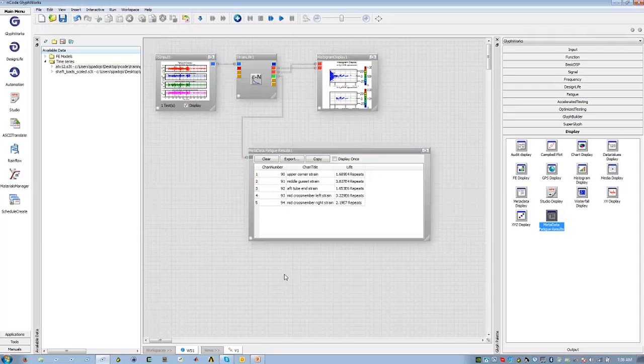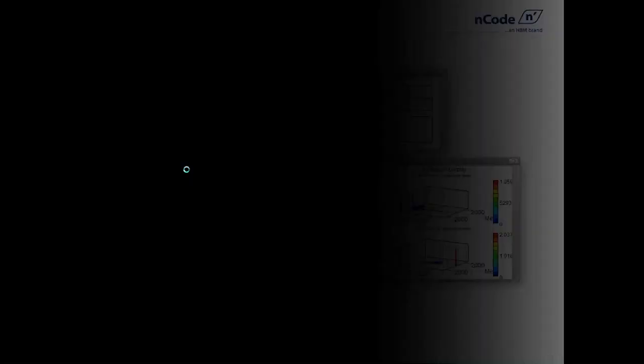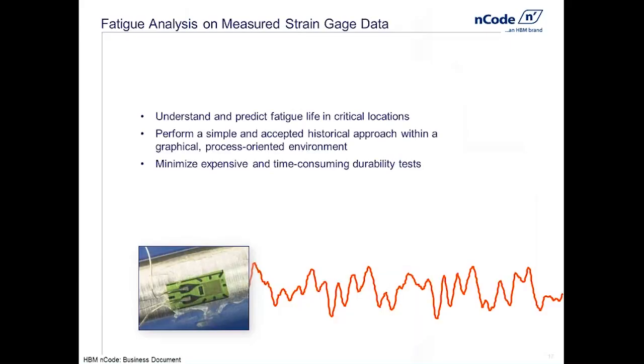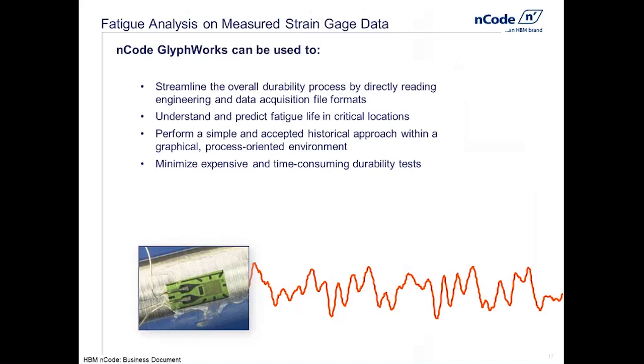It does quite a few other things, and you can set all sorts of properties in the strain life glyph. But that's just a very simple rundown of how it works. Again, these are the advantages of using GlyphWorks to perform fatigue calculations. I'm not going to read through them all right now. It's just there for your reference.